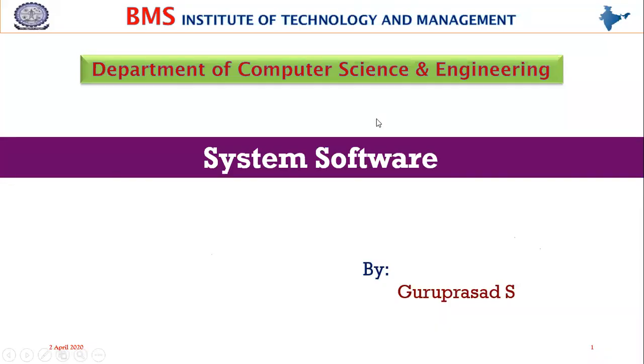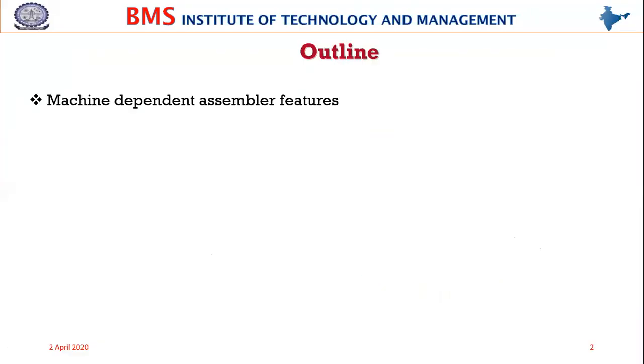Today's discussion is going to be about machine-dependent assembler features. That is, those features which are specific to SIC/XE, which are not covered in the algorithm of the SIC machine. So these are some of the additional features we're going to see. And we also have machine-independent assembler features. Those are not specific to the architecture of the machine, but they are desirable features that give additional power to your assembler implementation. Those things we're going to discuss in the next chapter, right?